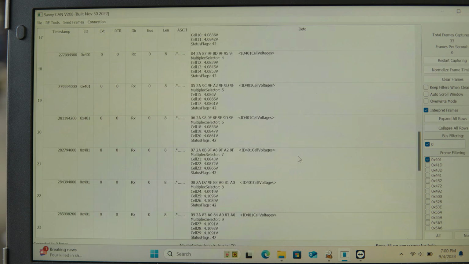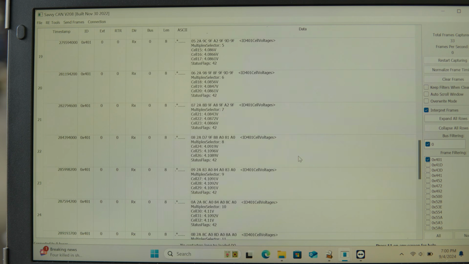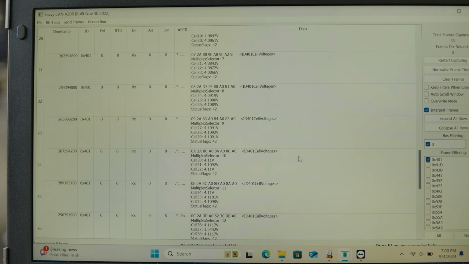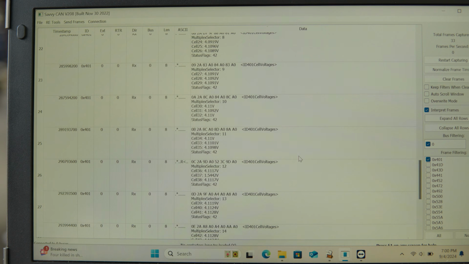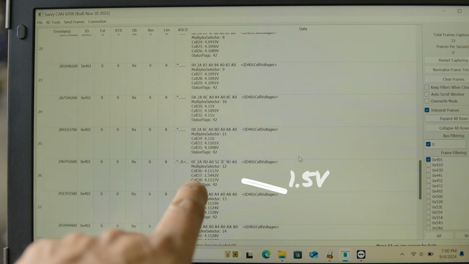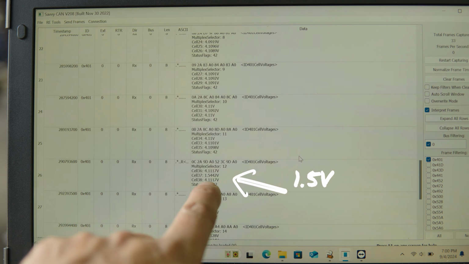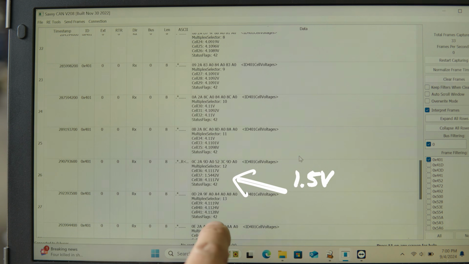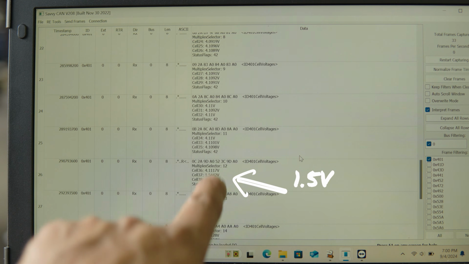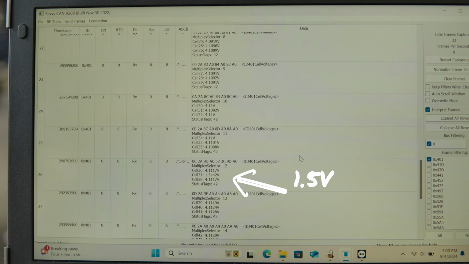We come to everything staying pretty normal till we hit this guy right here. Cell group 37 is reading 1.5 volts. So everything else is pretty darn close in voltage, and bam, right there, 1.5 volts.